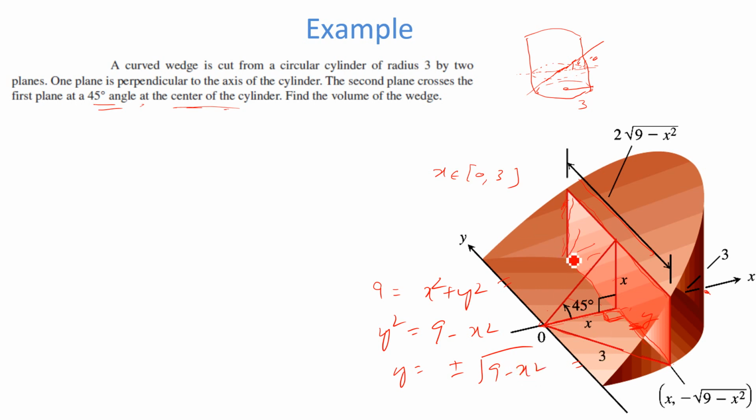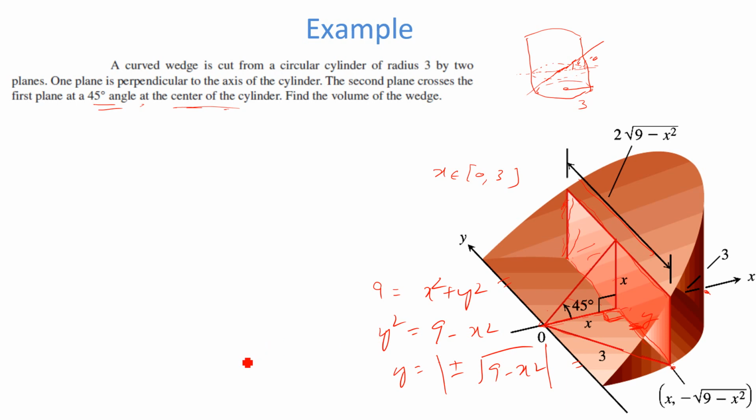Now the positive value of y lies in the first quadrant, and the negative value of y lies in the fourth quadrant. So the total length of this is 2 times the absolute value of this, which is 2 times square root of 9 minus x square, because length can never be negative. So we have to take the absolute value of this.